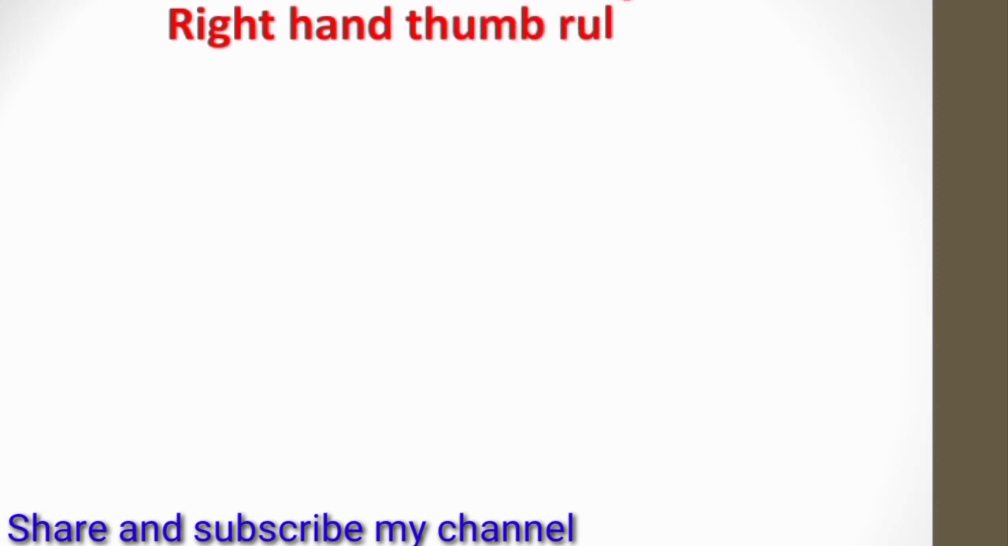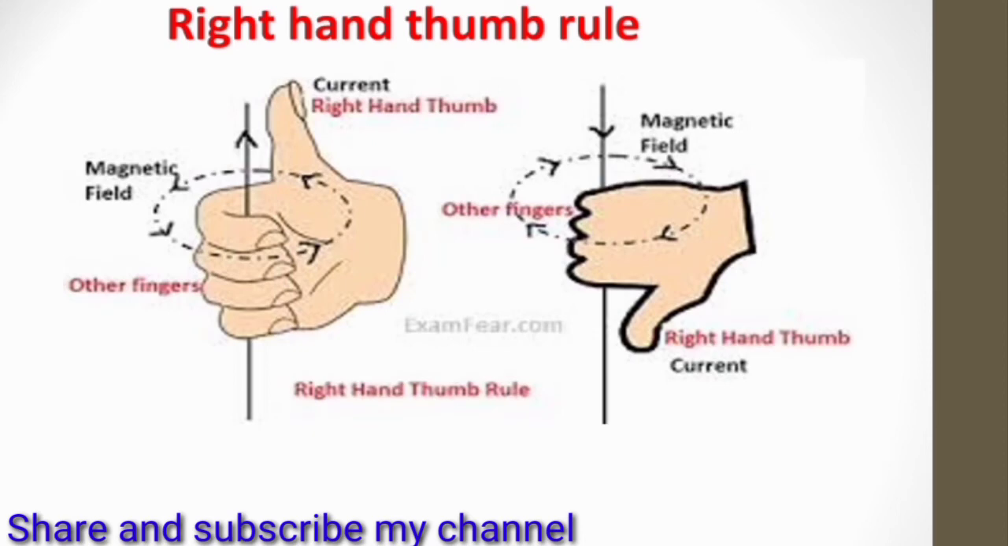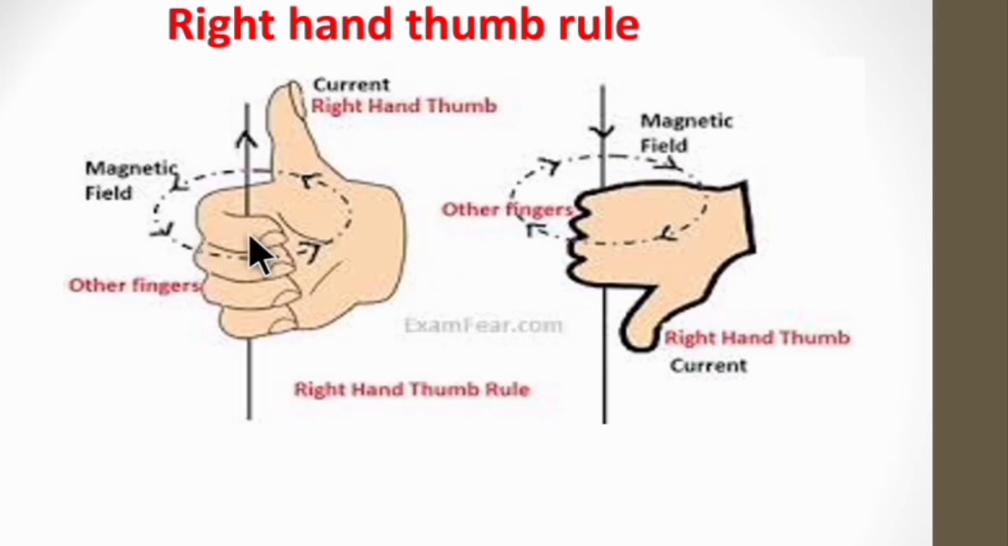Right hand thumb rule. See the picture. This is a convenient rule for finding out the direction of the magnetic field produced by a current flowing through an electrical conductor. Imagine that you have held a conductor in your right hand in such a way that your thumb points to the direction of the current. Then turn your fingers around the conductor. The direction of the fingers is the direction of the magnetic lines of force.